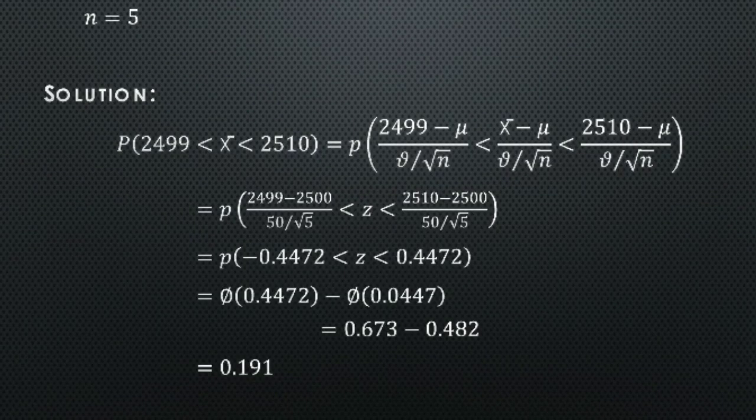We come up with substituting z into Φ, which is Φ of 0.4472 minus Φ of negative 0.4472. So we get 0.673 minus 0.327. Now, all we need to do is subtract, and then we'll get the final answer. Therefore, the final answer is 0.191 for question 6.3.